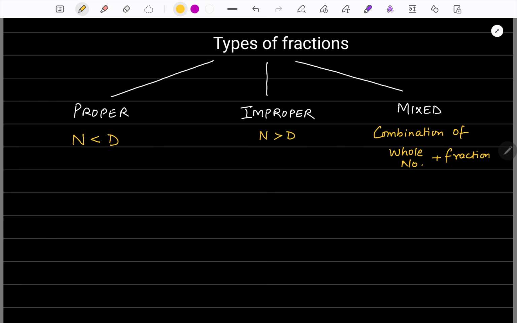Now let's understand it. In a proper fraction, numerator is less than its denominator. So the fraction examples will be like this: 1 by 25, 2 by 55, 3 by 29, 5 by 86. So these are examples of proper fraction. Here we can see that since the numerator is smaller in its value than denominator, they cannot be divided further.